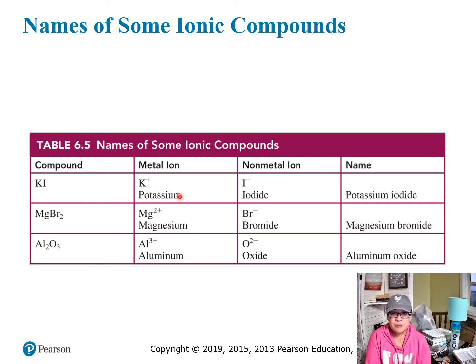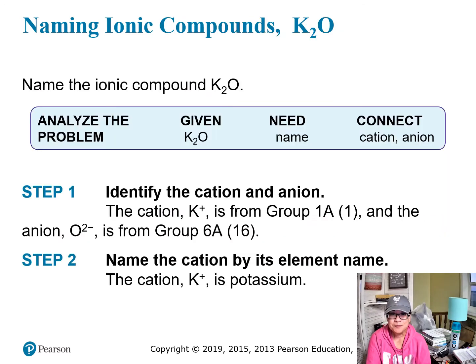KI is potassium and iodide, so the name is potassium iodide. And here's magnesium bromide, so there's your name, and then aluminum oxide, there's your name. So here are your steps. First, you identify which one is the cation and which one is the anion. We always write the metal first in a formula of an ionic compound, and then the non-metal. So make sure you have metal, then non-metal, cation and anion. Then you know you have it in the right order to name it.